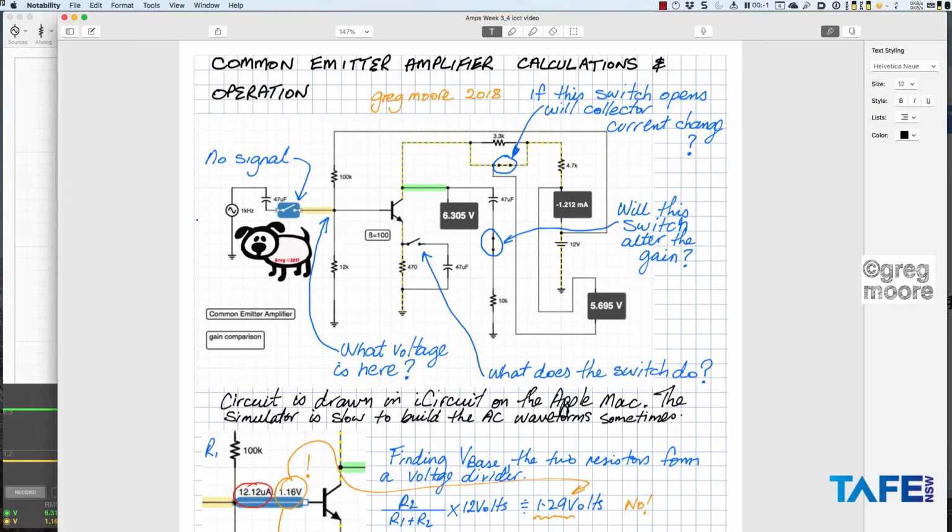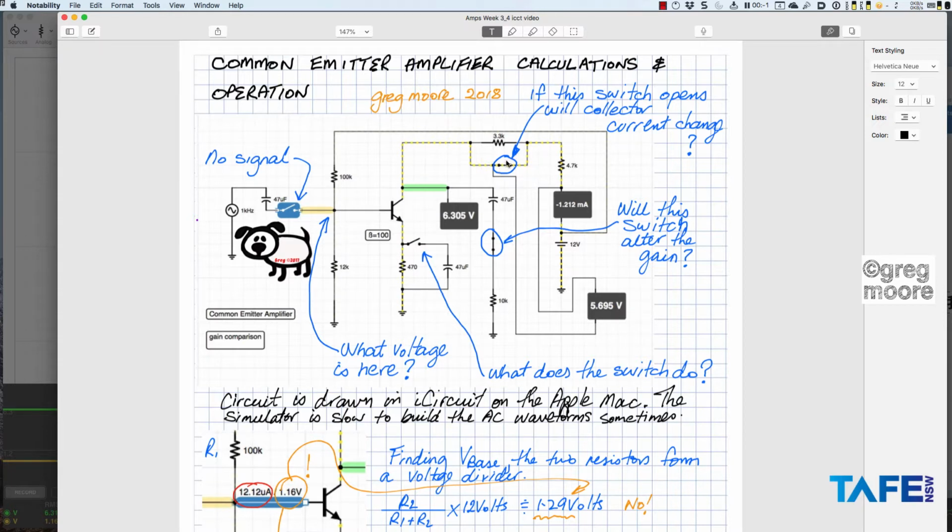Let's have a look at the notes. Okay, here we go. Greg Moore, 2018. So, in the first slide, I've got no signal. So what voltage is here? Well, I've only got a DC voltage, and we'll go on and solve that in a moment. What does this switch do? This switch opens the capacitor from the circuit so that now we wouldn't have as much gain if we do apply the AC, because a large percentage of the AC voltage would be developed across that 470 ohm resistor, and otherwise subtract from the gain which is possible in the amplifier.